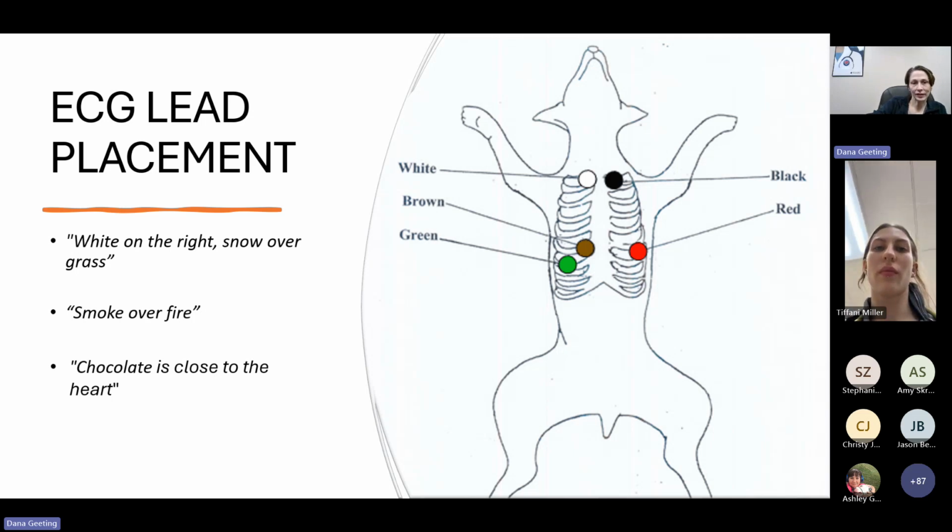When placing your ECG leads, your white lead is always going to be on the right side. So you're going to think the white is over the green, so snow over grass, or snow falls on the grass. The black will be on the left. And then it goes over the red, so smoke over fire. And chocolate is close to your heart. If you do have a 5-lead ECG, you would put the brown one in the middle.